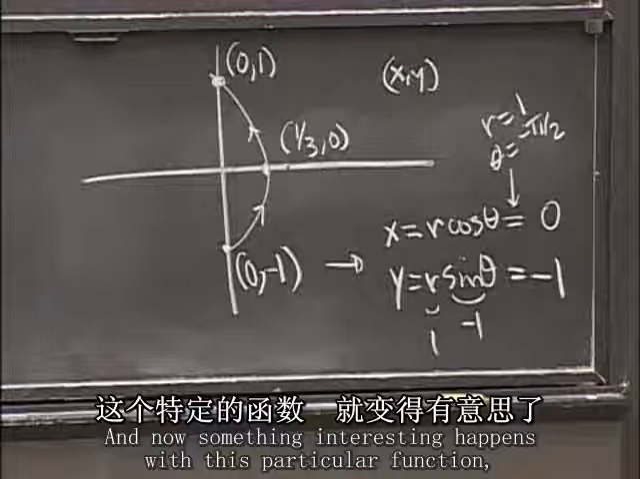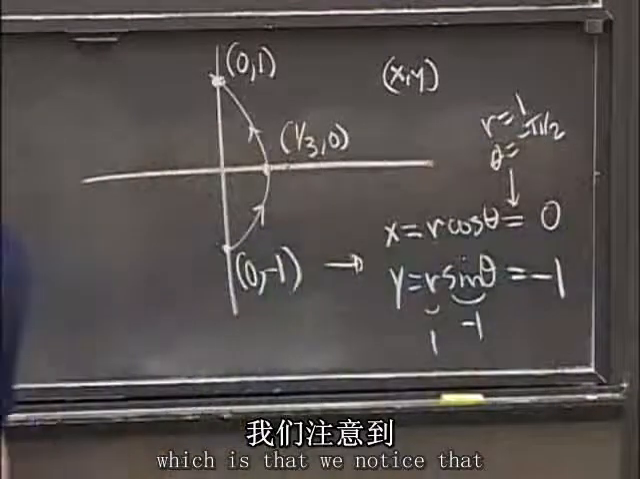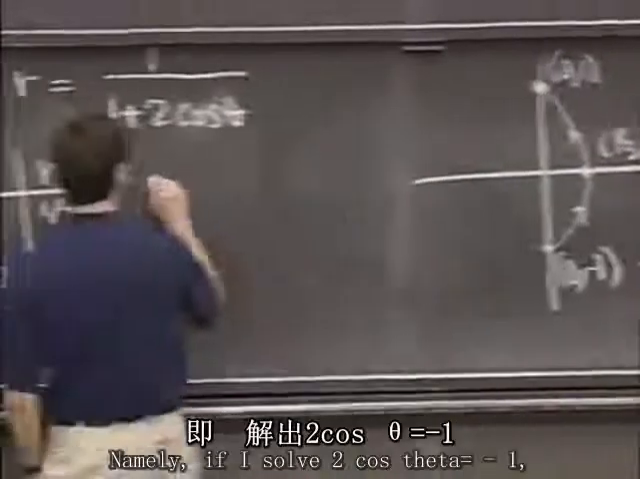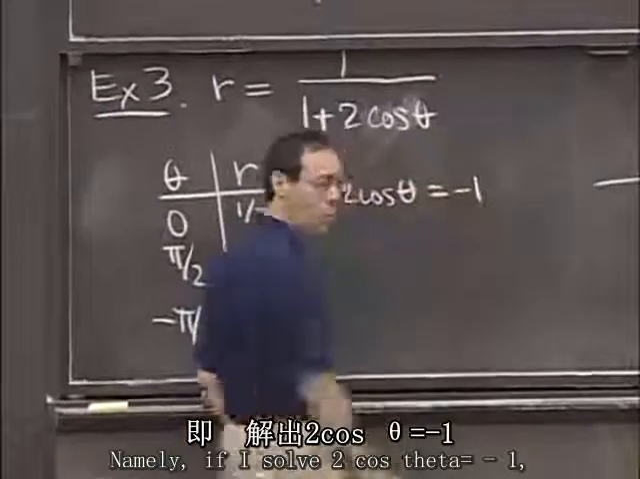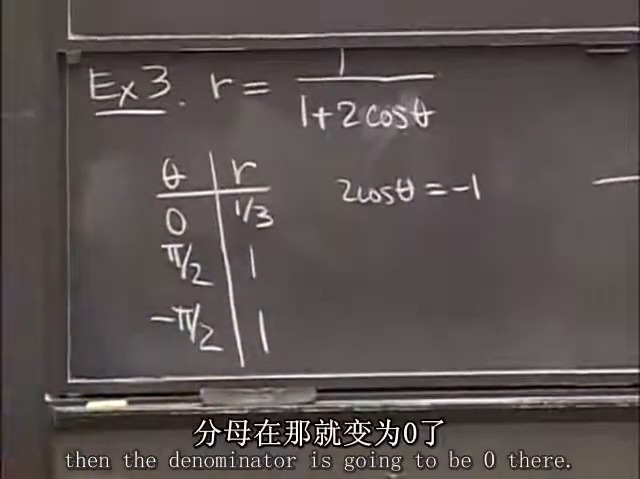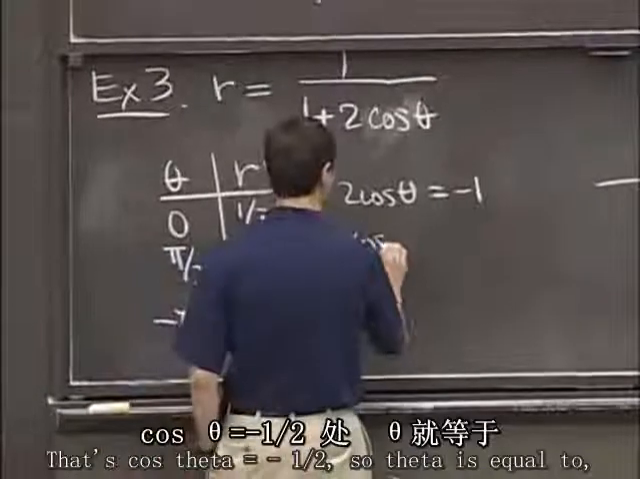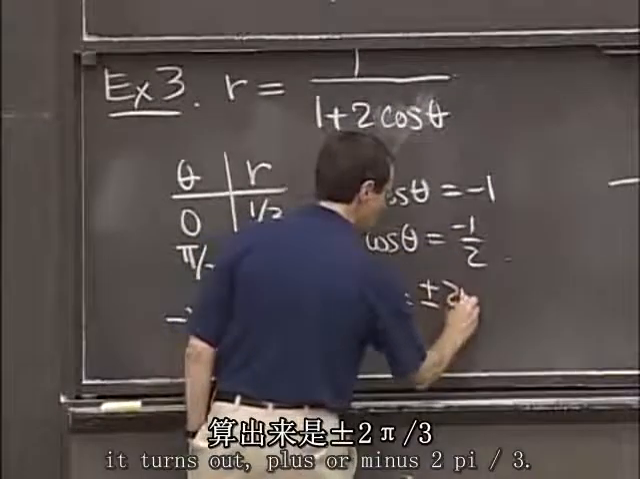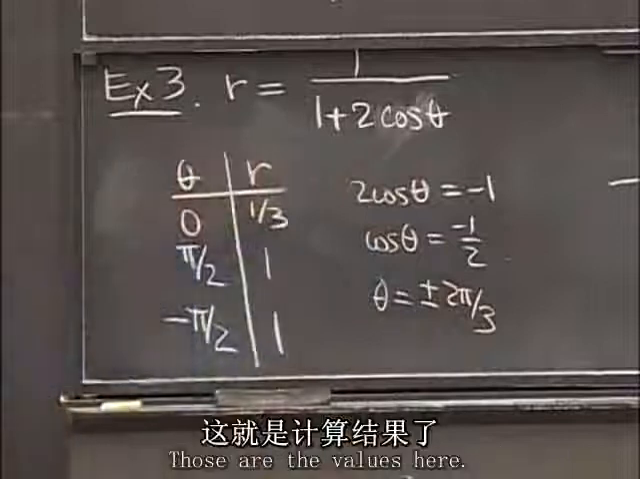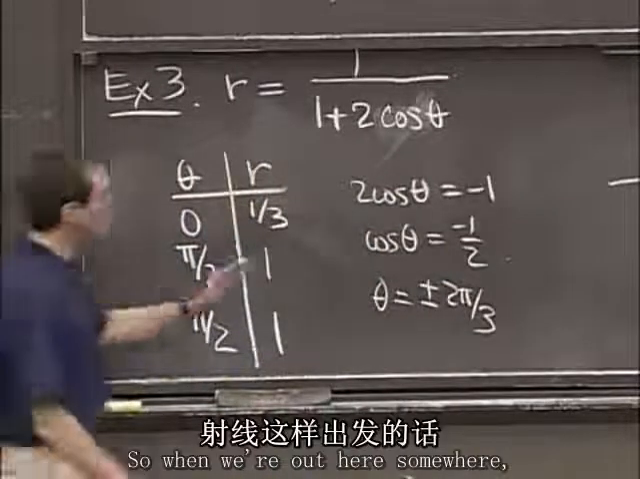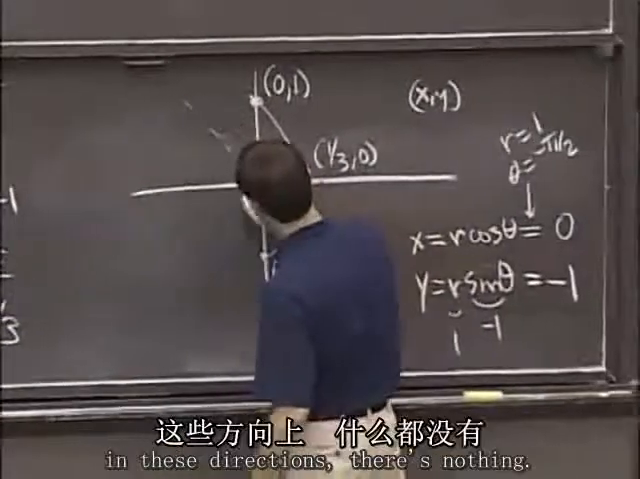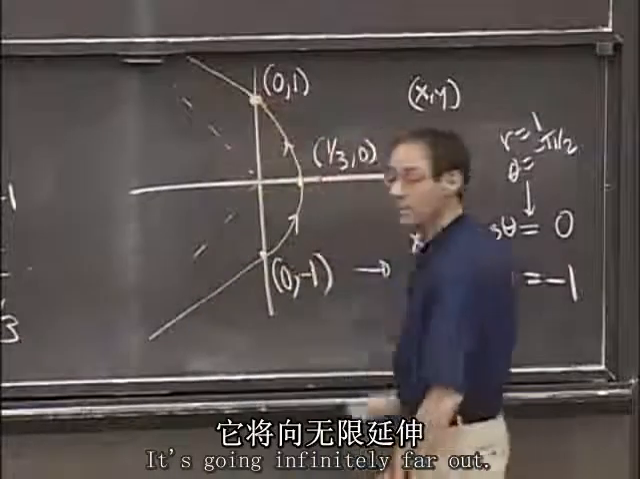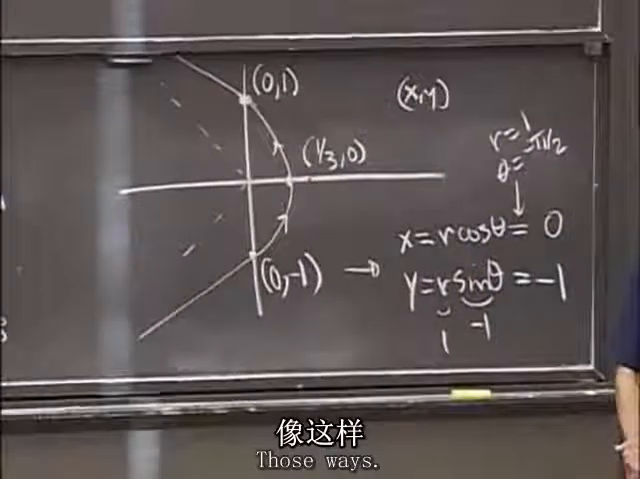And now something interesting happens with this particular function, which is that we notice that the denominator is 0 at a certain place. Namely, if I solve 2 cosine theta equals negative 1, then the denominator is going to be 0 there. That's cosine theta equals minus a half. So theta is equal to, it turns out, plus or minus 2 pi over 3. Those are the values here. So when we're out here somewhere in these directions, there's nothing. It's going infinitely far out those ways.